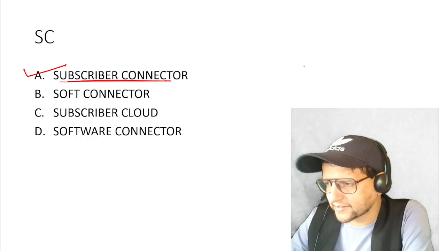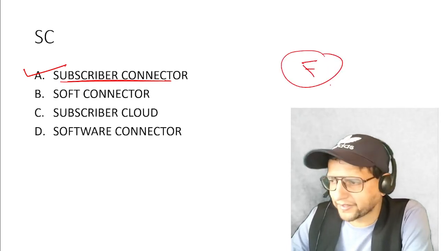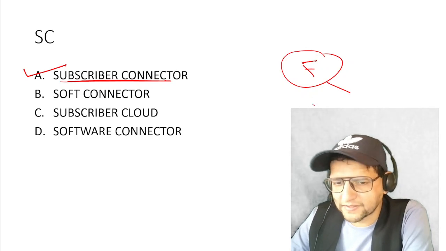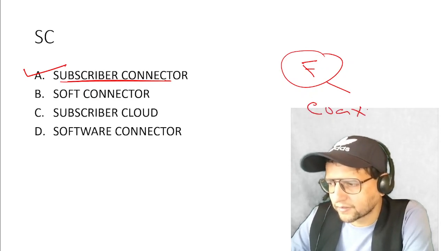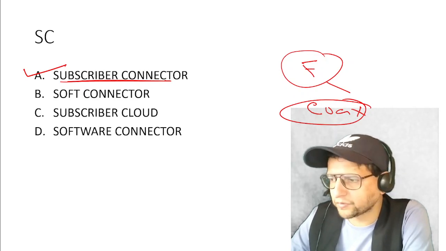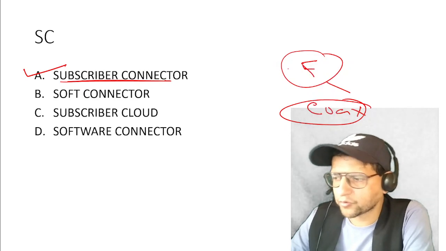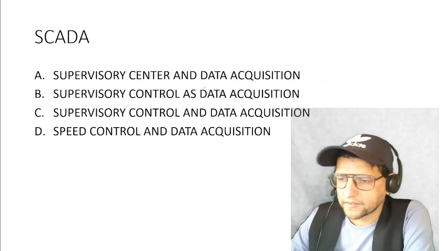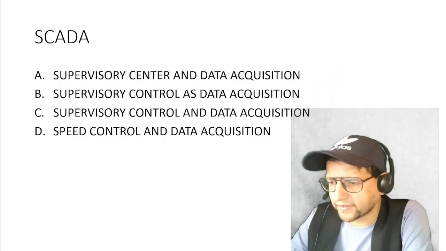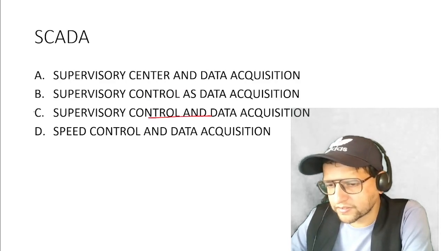So guys, there's a connector which is F-type connector. I question why purposely they ask F-type connector. So we think it's a fiber, but guys, this is coax, because almost 99% of the guys will think that it's a fiber optic connector, but F-type connector is for coax. SCADA is your supervisory control and data acquisition. This is right.